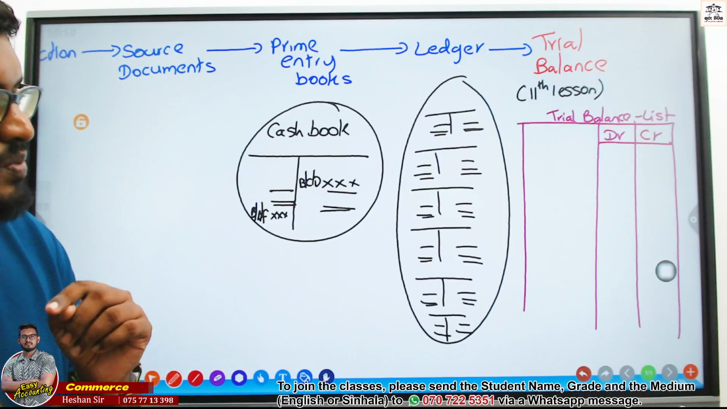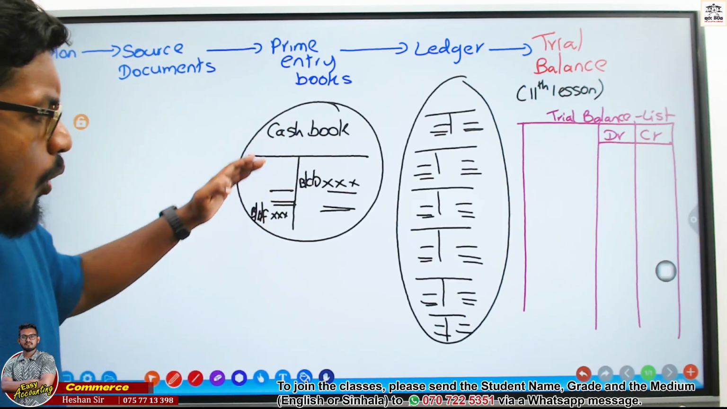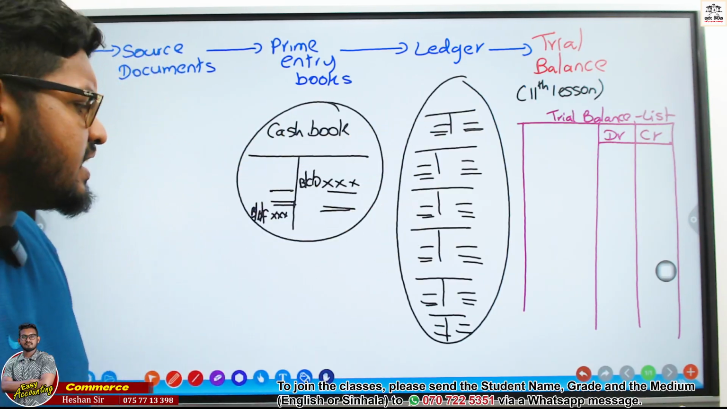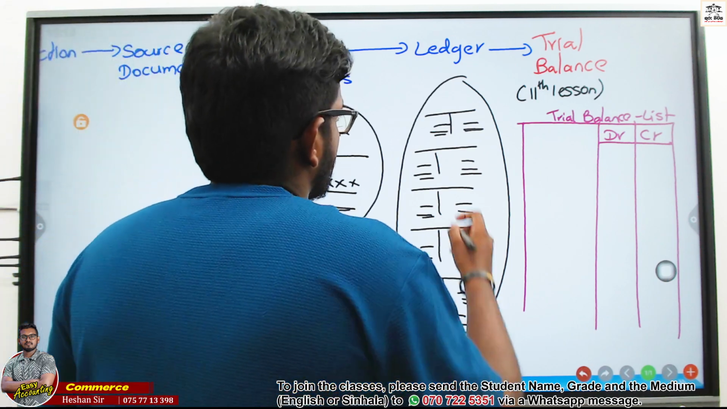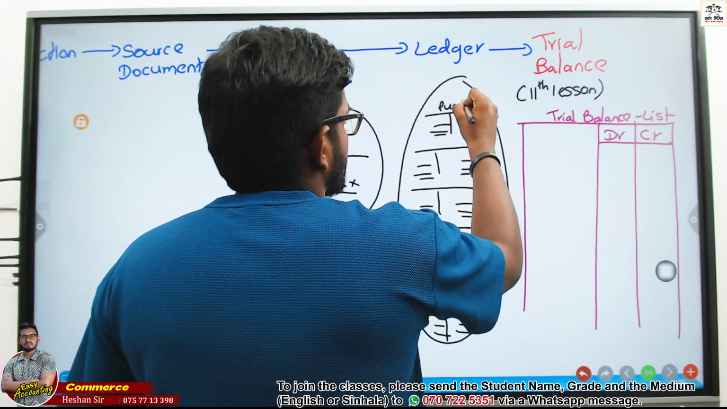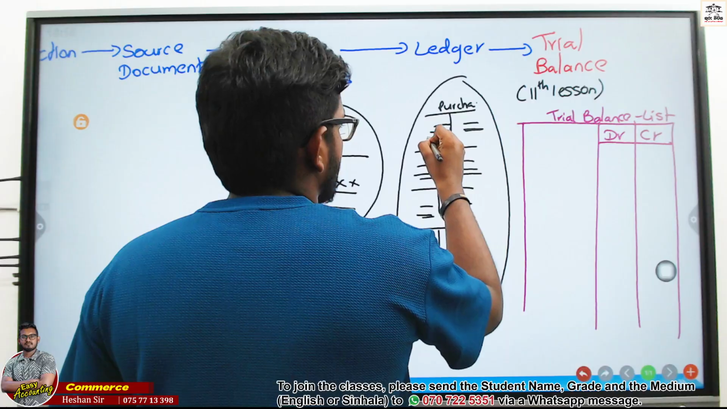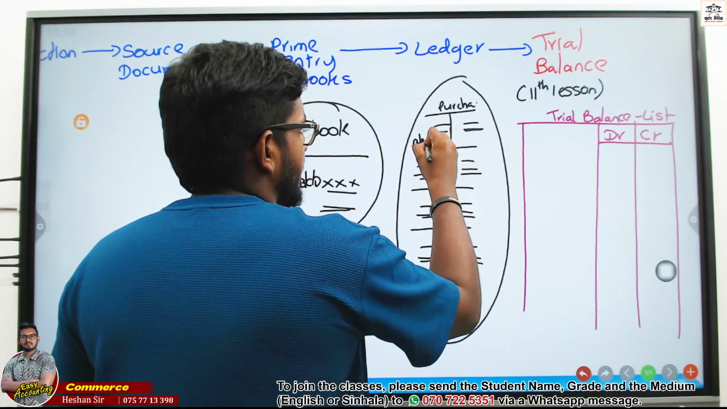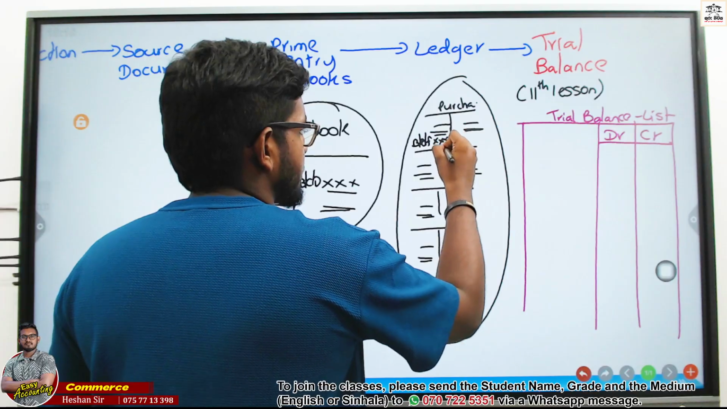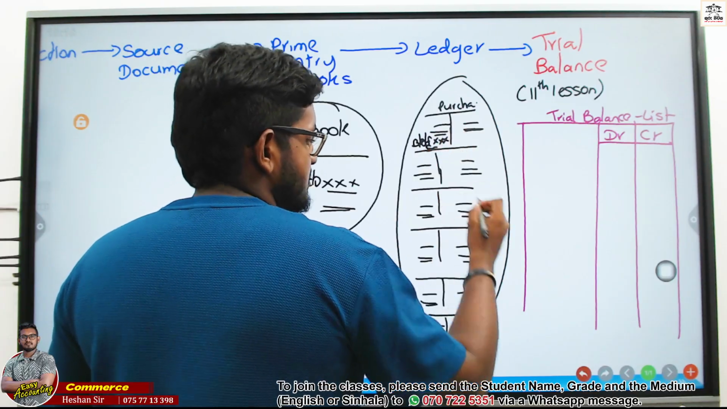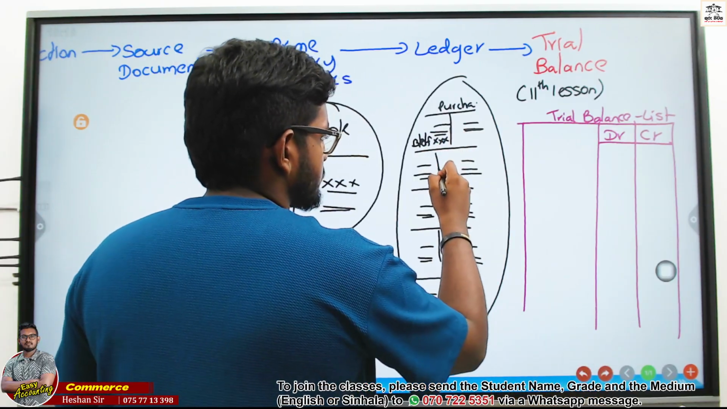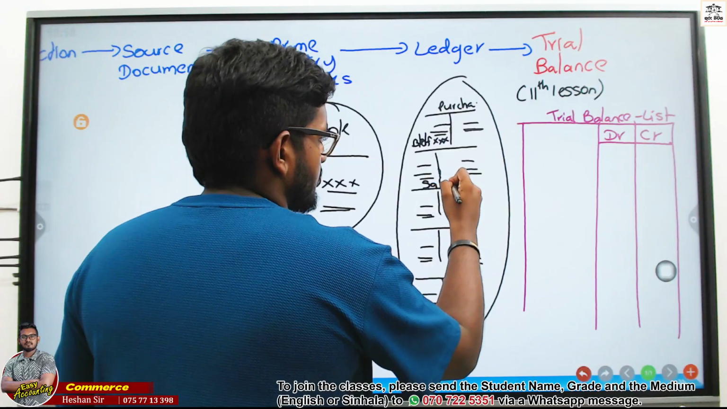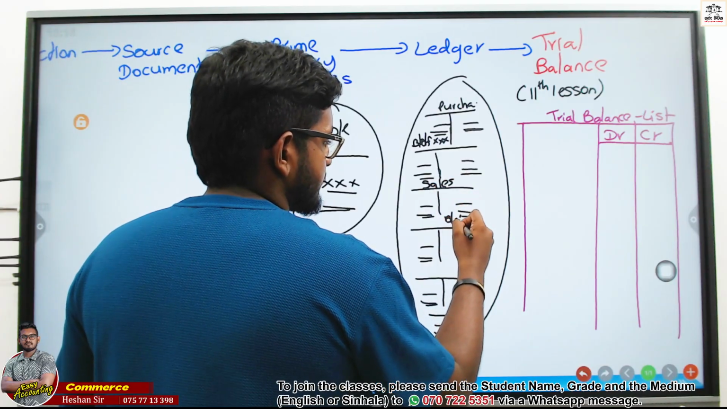When the trial balance is prepared, what do we do? We take all the BBF balances. If we take the purchase account, the BBF balance comes to the debit side. Expense increases with debit, and anything goes to either side. If we take the sales account, the BBF balance comes to the credit.